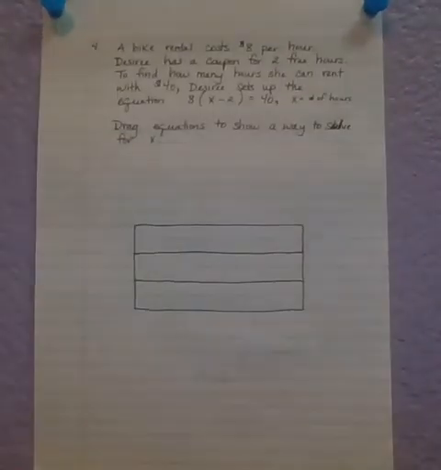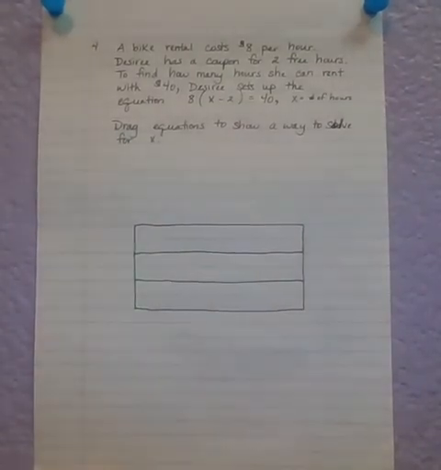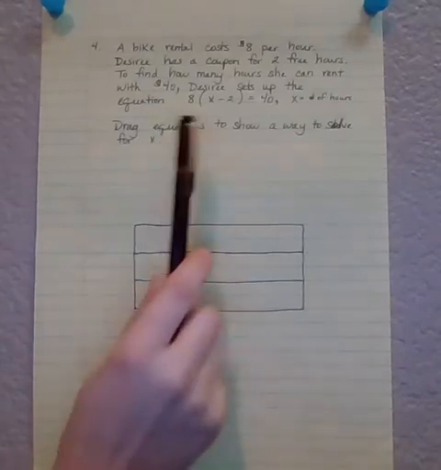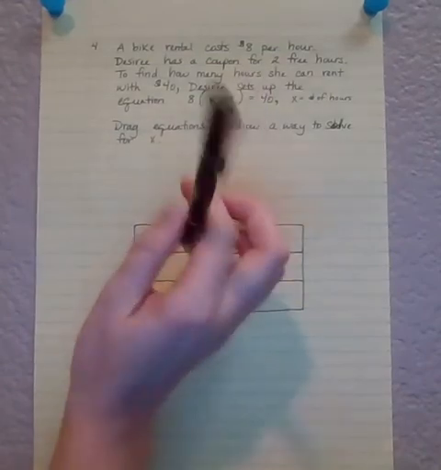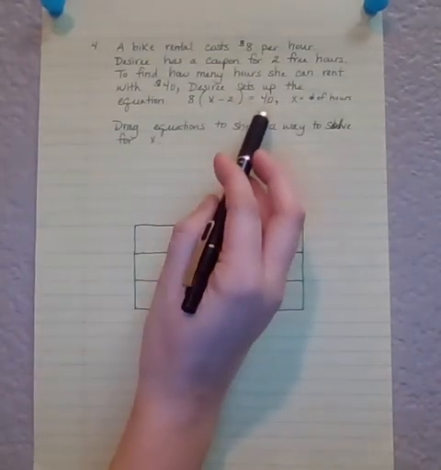The last problem in the guided practice asks, a bike rental costs $8 per hour. So there's my rate of change. Desiree has a coupon for 2 free hours. There's the information inside the parentheses. To find out how many hours she can rent with $40, our total, Desiree sets up the equation. So it gives you the equation 8 times x minus 2, there's our 2 free hours, equals 40.